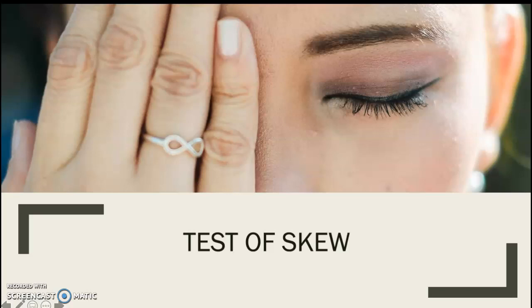Once you do this, you must observe the eye that was previously covered. If you see vertical or diagonal movement, this means that the cause of vertigo may be central. However, if the patient maintains a steady gaze, that means that the cause of vertigo is most likely peripheral. Let's take a look at the test of Skew.